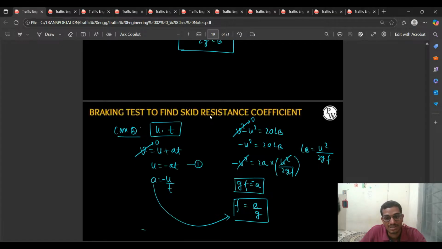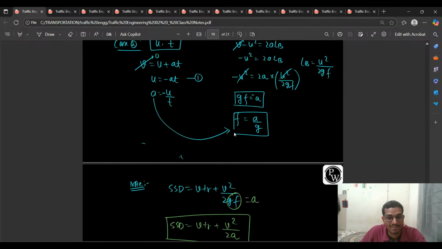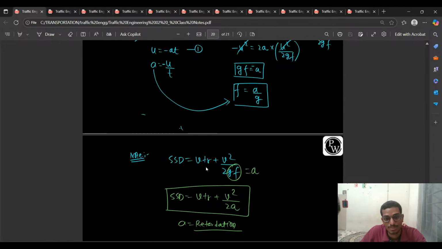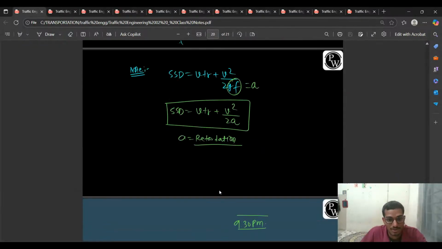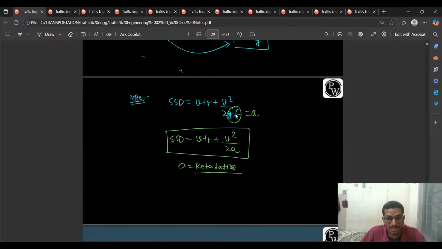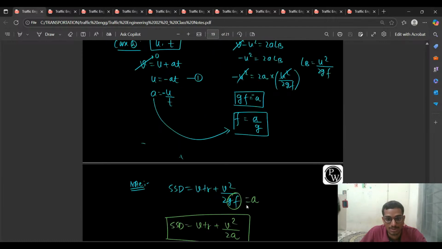Braking test to find the skid resistance coefficient when initial speed U and time are given. Then F is equal to a by g. Note: s equals U dt, and U square by V square by 2gF. Therefore 0.278 by 255. Again wrong. Then gF equals a. This is gF.